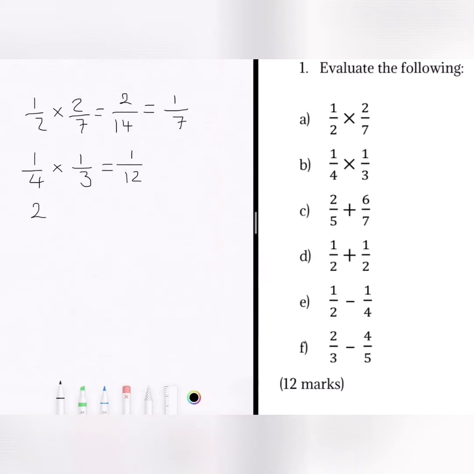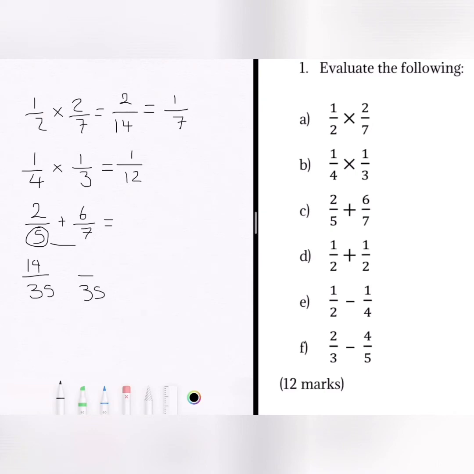Okay, then we've got 2/5 plus 6/7. So what we need to do is, before we can do anything, we need to put them over a common denominator. So we're going to put them over 35 because that is 5 times 7. So then we need to see, what did we do to 5 to get it to 35? Well, we've times it by 7. And remember, whatever you do to the bottom, you must do to the top. And 2 times 7 is 14.